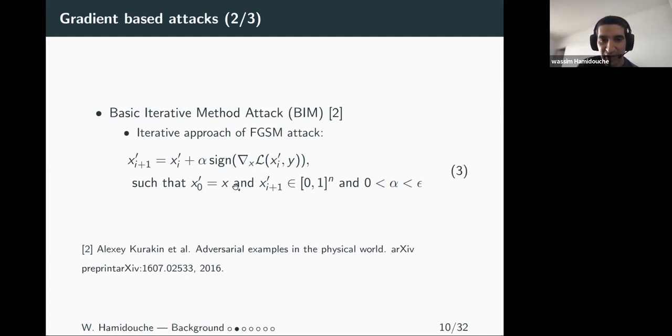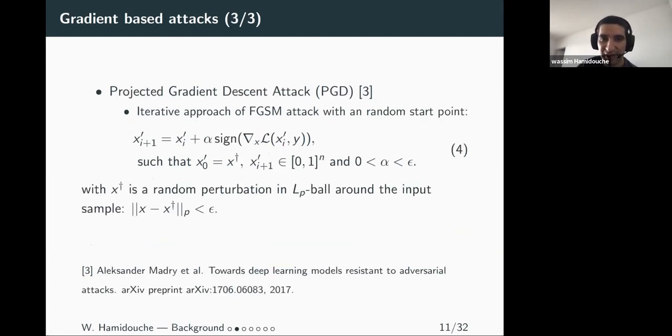And as you can see here, the initial value x0 prime of the first attacked image is the clean image. One of the improvements proposed later is the projected gradient descent attack, PGD. It's exactly like the BIM attack, an iterative attack. The only difference is that the initial value of the first attacked image, x0 prime, is not the clean image, but a randomly perturbed image, bounded in this area by this small epsilon value.